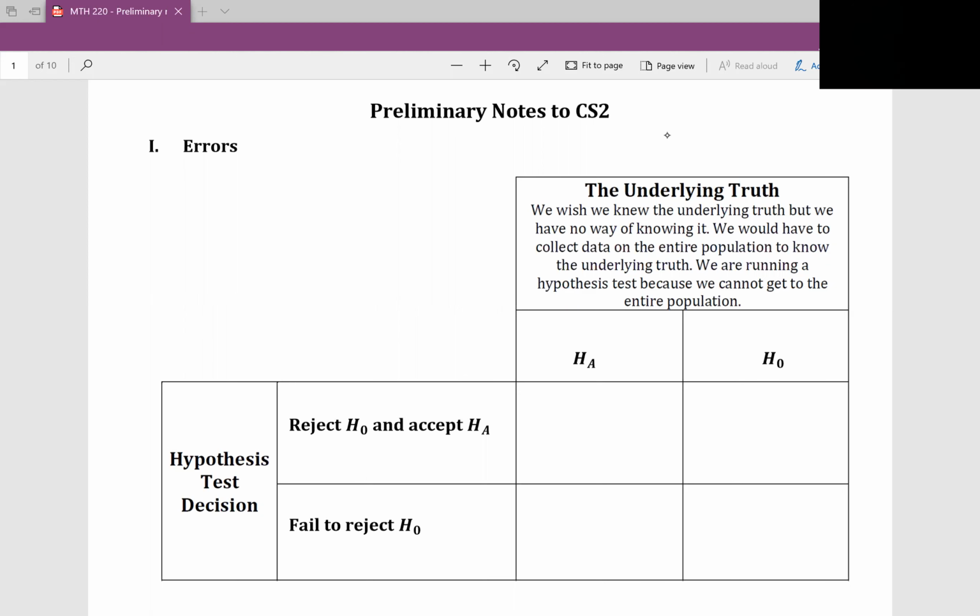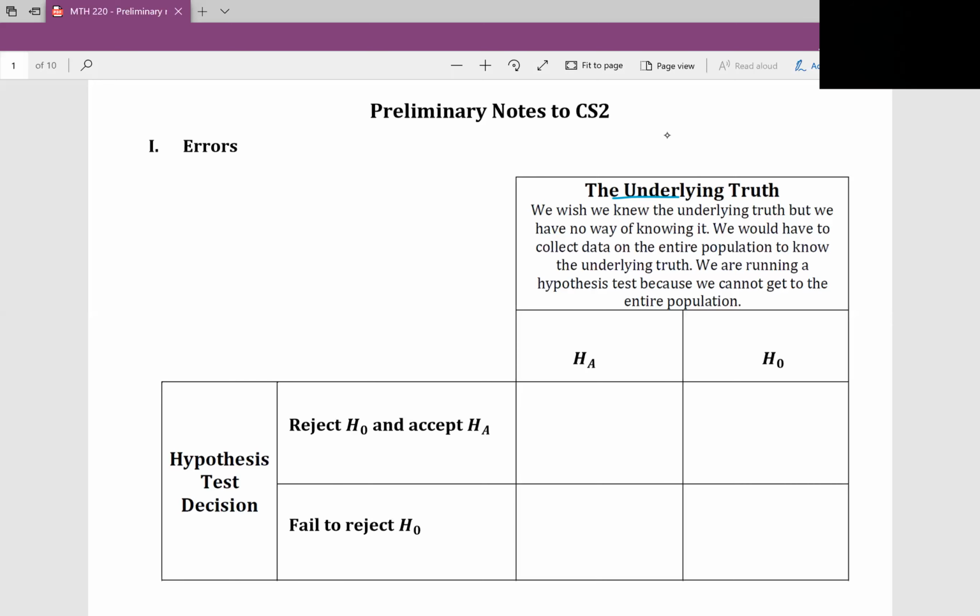Now, since we don't know the entire population, there is this level of uncertainty in that we don't always 100% know that we made the right decision. So I'm going to look over here in this underlying truth, okay? We wish we knew the underlying truth, but we have no way of knowing it. We would have to collect data on the entire population to know the underlying truth. We're running a hypothesis test because we cannot get to the entire population. So unless we sample the whole population, there is the potential to make an error. And that's what we're going to talk about here in this chart.